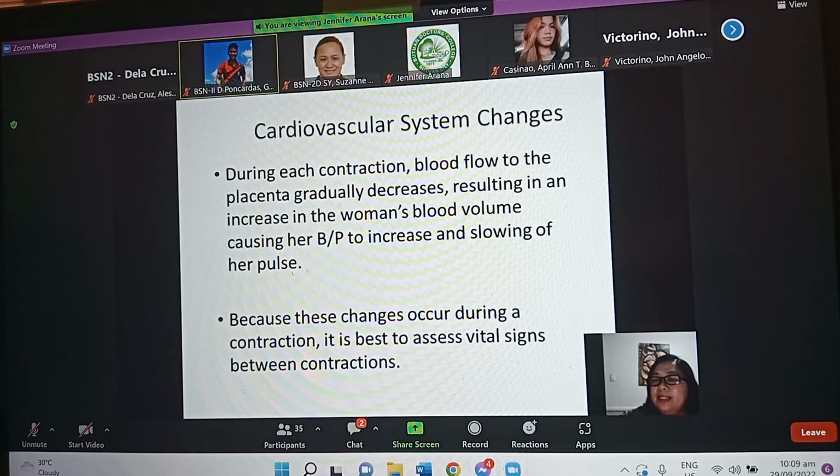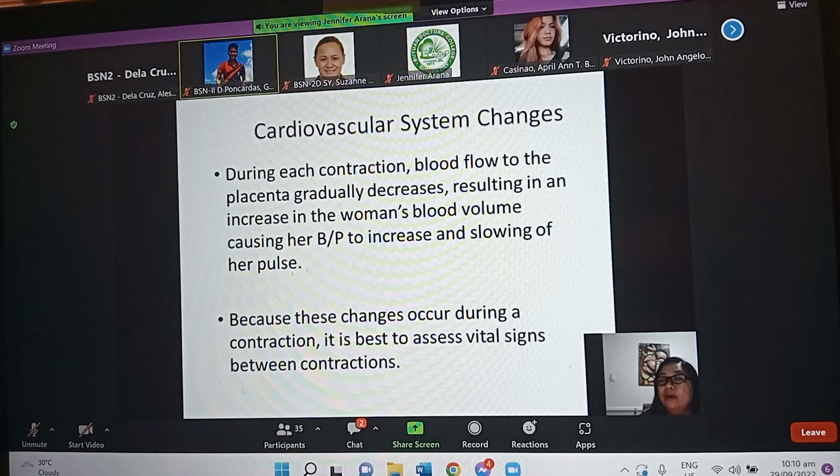Okay, so let us now go to the changes which may occur during labor and delivery. First, we have cardiovascular system changes. During each contraction, blood flow to the placenta gradually increases, resulting in an increase in the woman's blood volume, causing her breathing to increase and slowing her pulse.